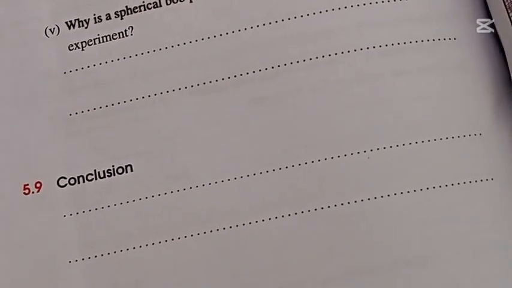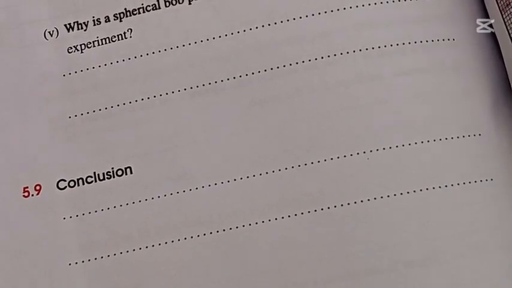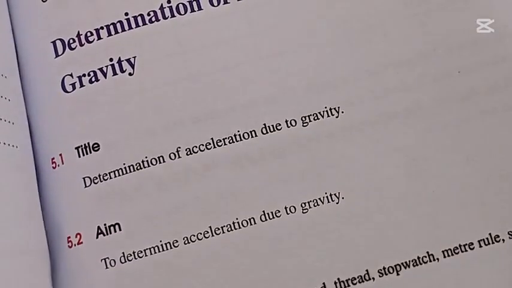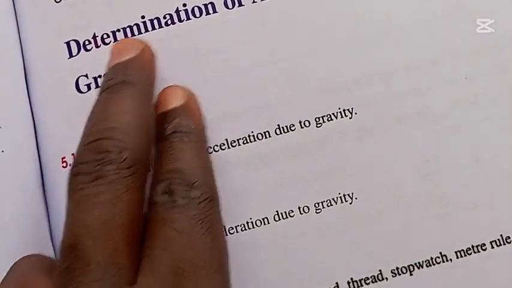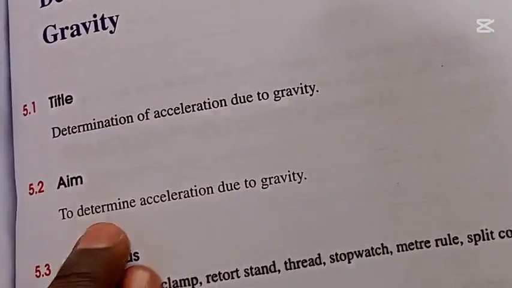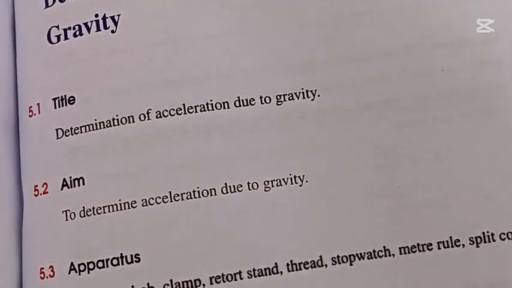Then we go to the conclusion. The conclusion is related to the aim, the purpose of the practical. What are you doing this practical for? What is the aim? The aim here is to determine the acceleration due to gravity, meaning to get g. So it means before you conclude here, you have to calculate g, and then you give your conclusion.